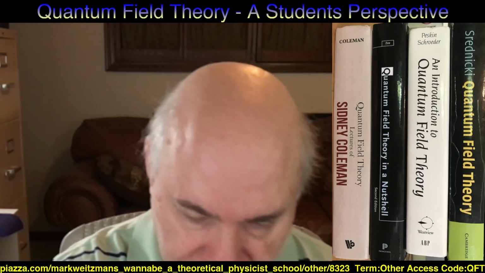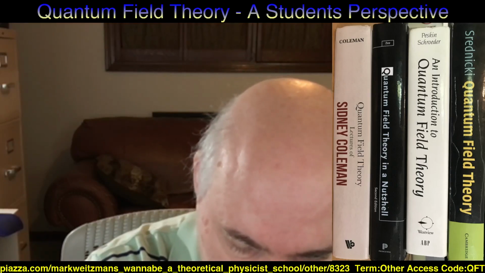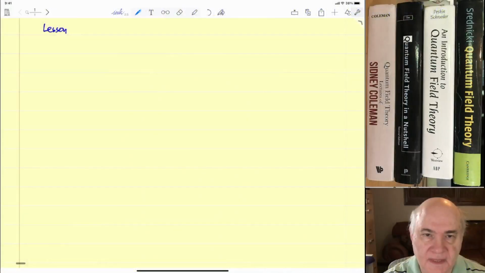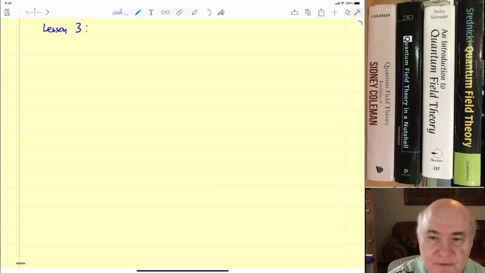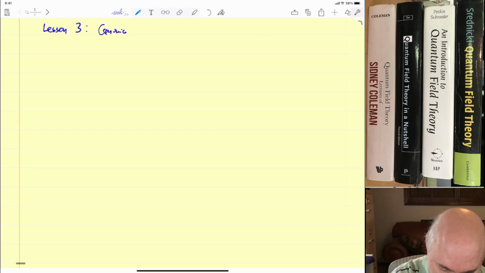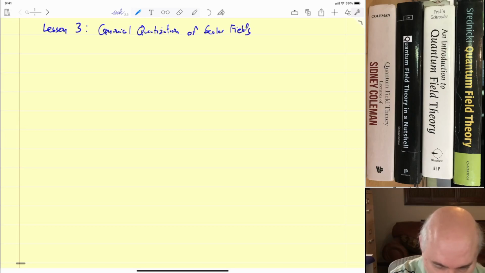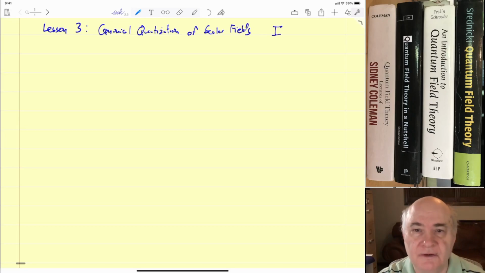In this sequence of videos, I'm going to start Lesson 3 on the canonical quantization of a scalar field. This will be our first quantum field theory proper. We'll be treating free fields here, and the methods that we'll be using are for the most part quite standard, because scalar fields are easy to work with. This will be the first video in the sequence.